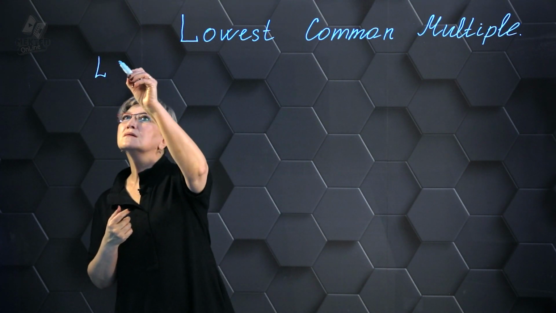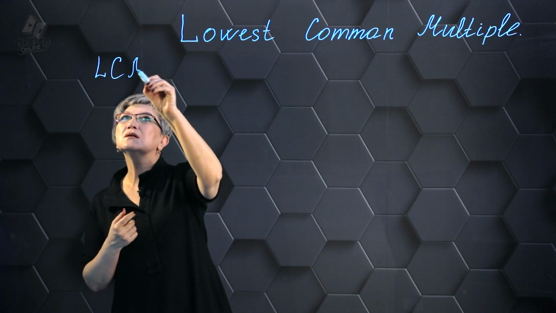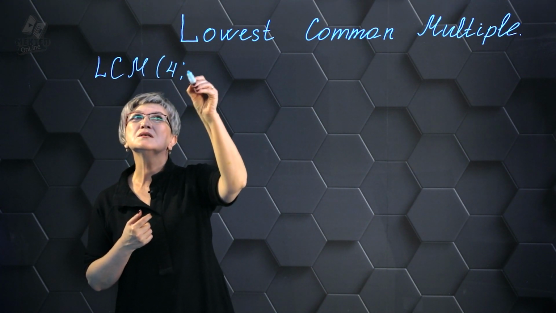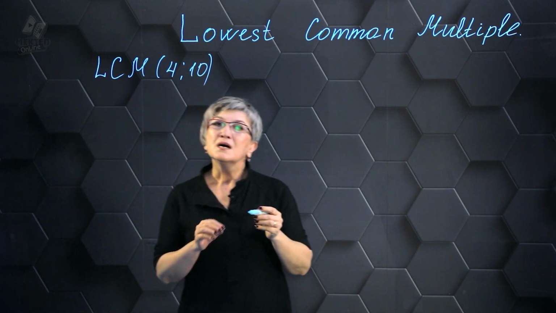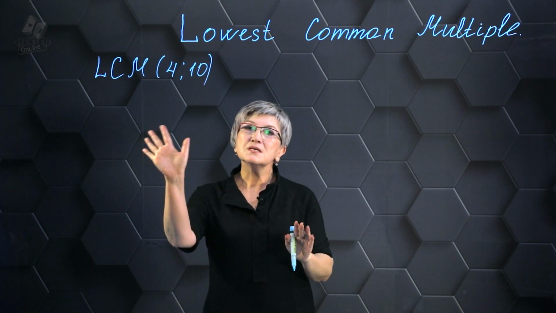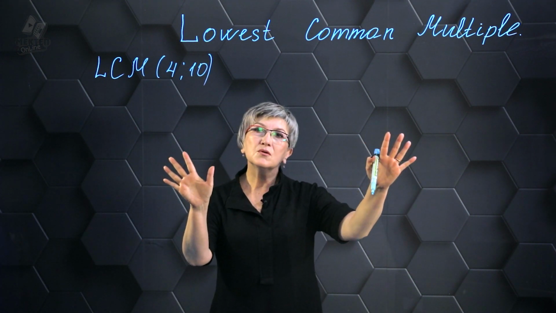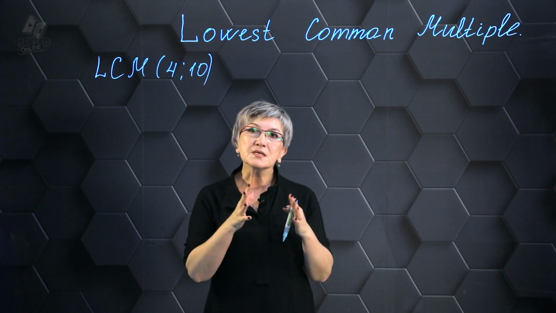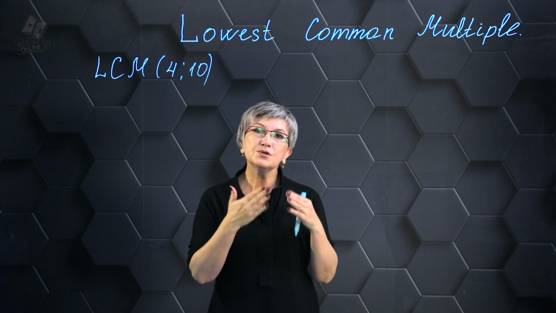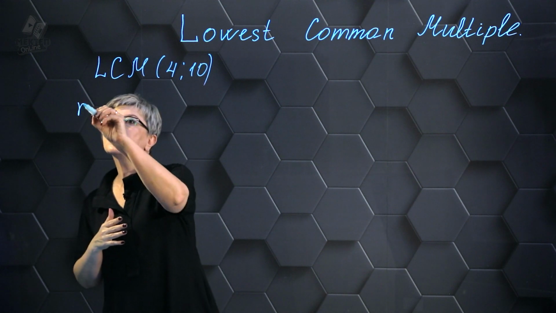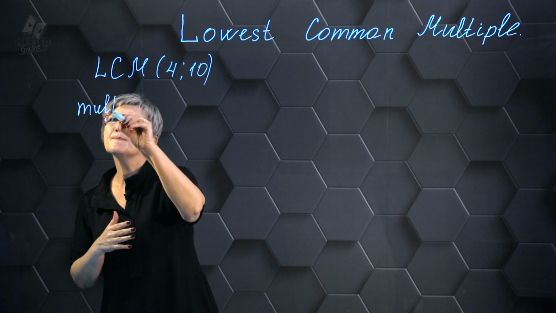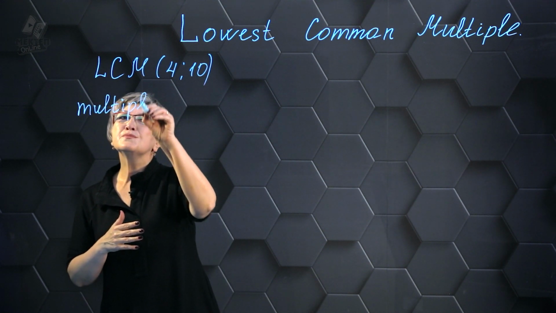Okay, let's find the least common multiple for the numbers 4 and 10. What are we doing, you and me? Here I will write down the first way, here I will write the second way. It is up to you, whichever way you prefer to use. The first way is longer compared to the alternative method.